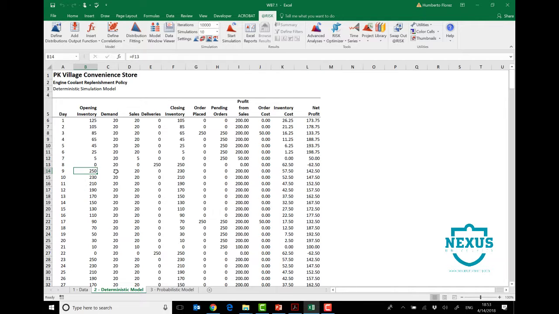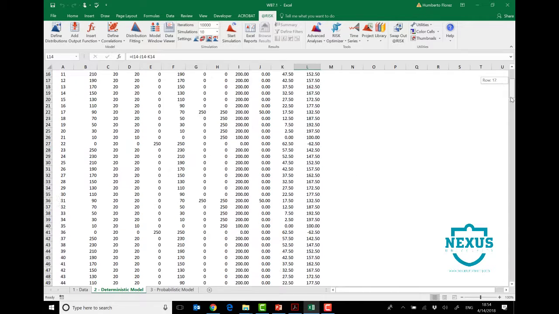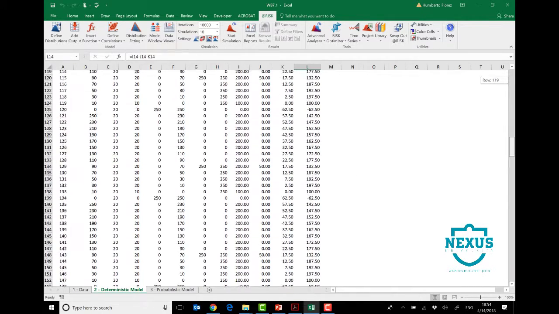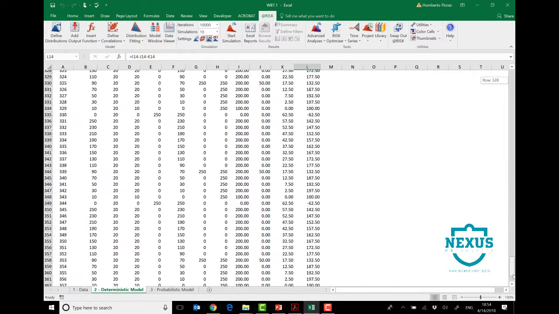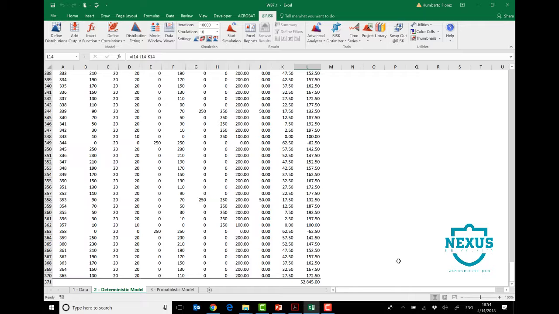The next day we have inventory of 250. We have a demand of 20. We're able to cover that demand. We have no deliveries. We close the inventory at 230. So we have a profit of $142.50. This goes on for 365 days. So we complete the year, and then we look at the profit obtained day by day.